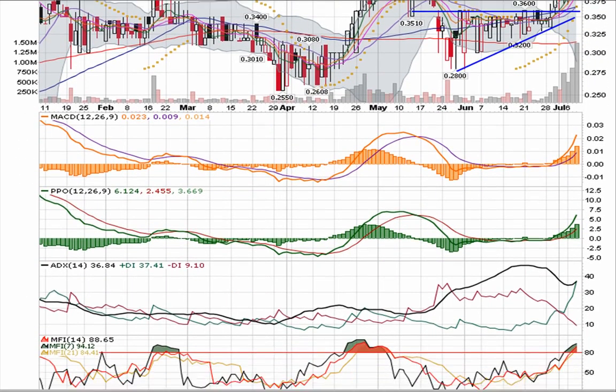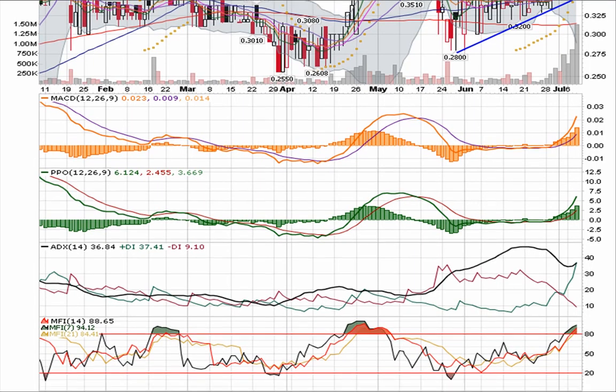Indicators should be kind of aligned for something like that, where it's trending sideways a little bit, getting ready to try and break out. And you are seeing that, a little bit of an uptrend with the MACD, kind of trending right there around zero, same way as the PPO.